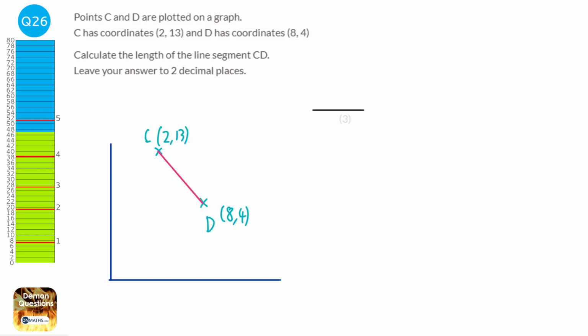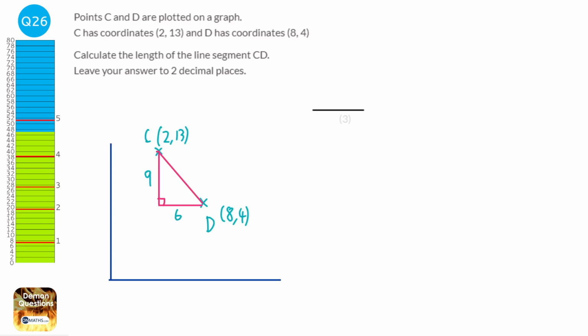Now what I can do is I can draw in a right angle triangle here, like so. And we've got the right angle there. And we actually know 2 of the lengths, so if it's 13 high for C and then 4 high for D, that means that this length here is going to be 9. The x coordinates are 2 to 8, and so that's a difference of 6. So, and we're looking for the last one.